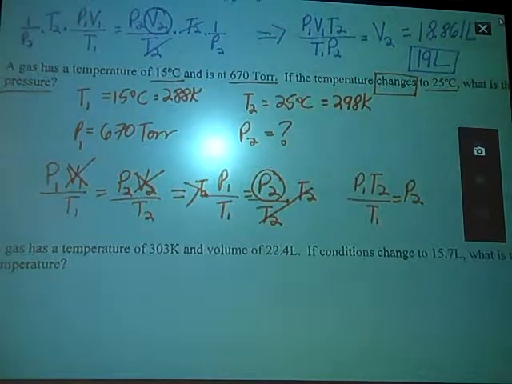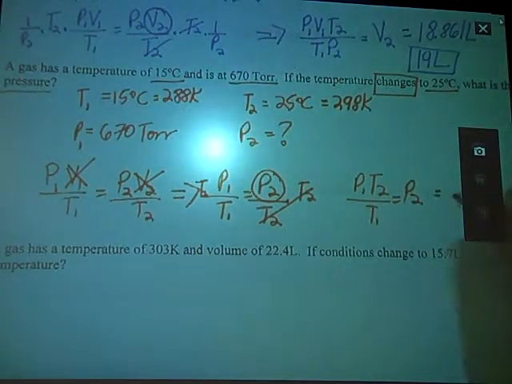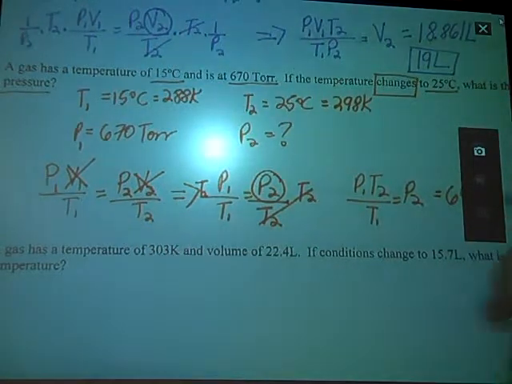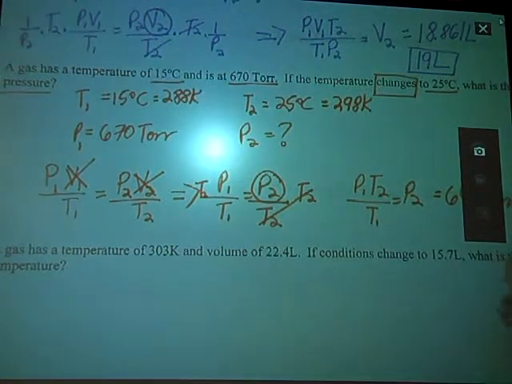So 670 times 298 divided by T1, which is 288. How many sig figs can I have? Looks like 2, so no more than 3. What unit am I in? Torr.